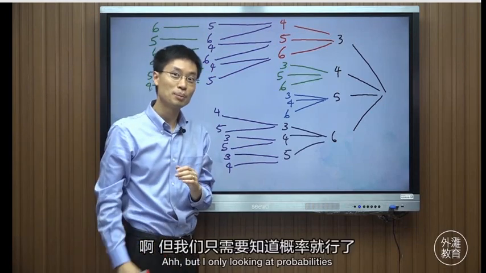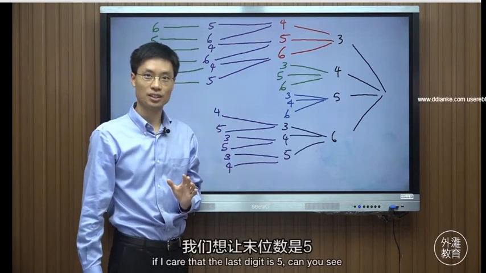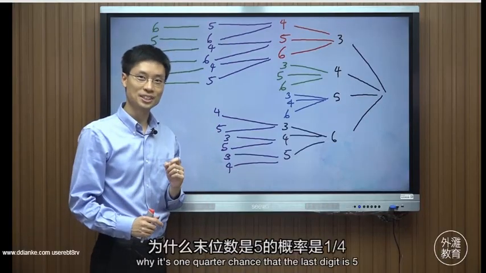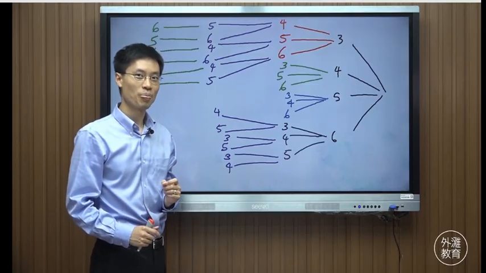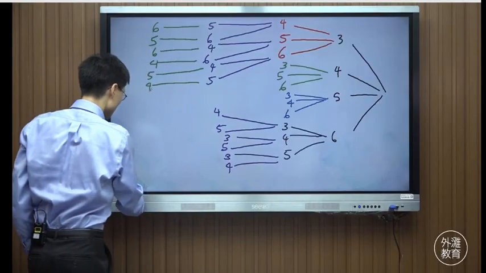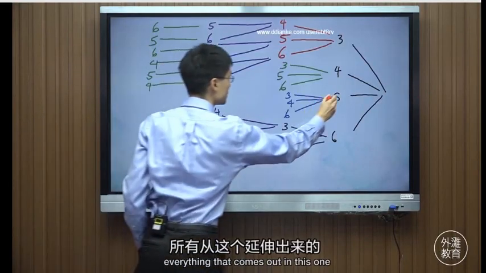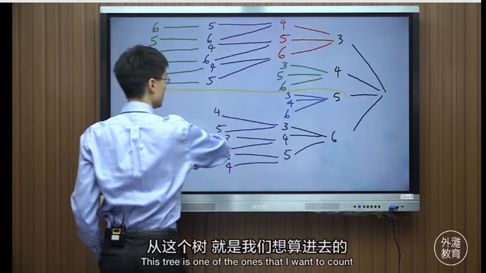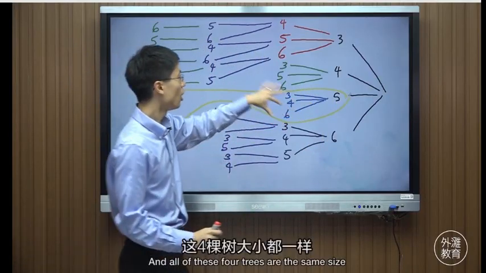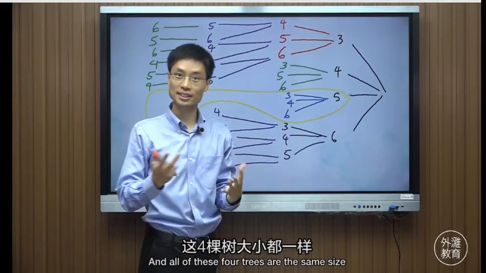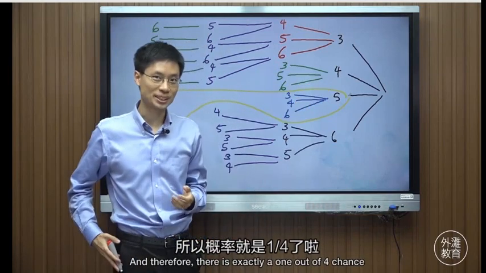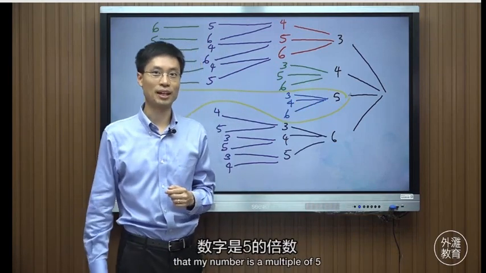But I'm only looking at probabilities. If I care that the last digit is 5, can you see why it's a 1/4 chance that the last digit is 5? Yes, because if I'm doing this from the right-hand side out, everything that comes out in this one tree is one of the ones that I want to count. And all of these 4 trees are the same size. And therefore, there's exactly a 1 out of 4 chance that my number is a multiple of 5.